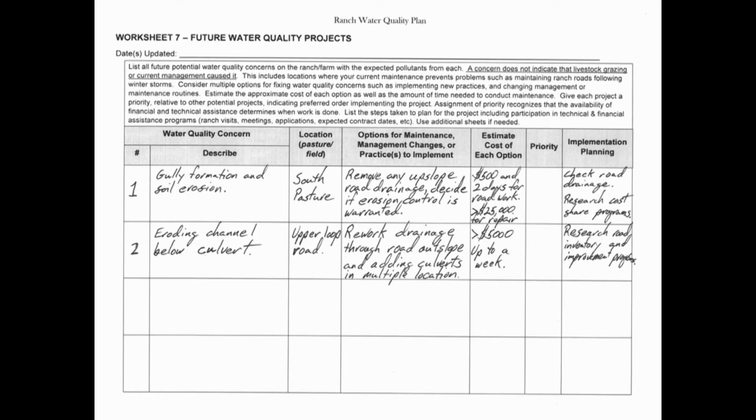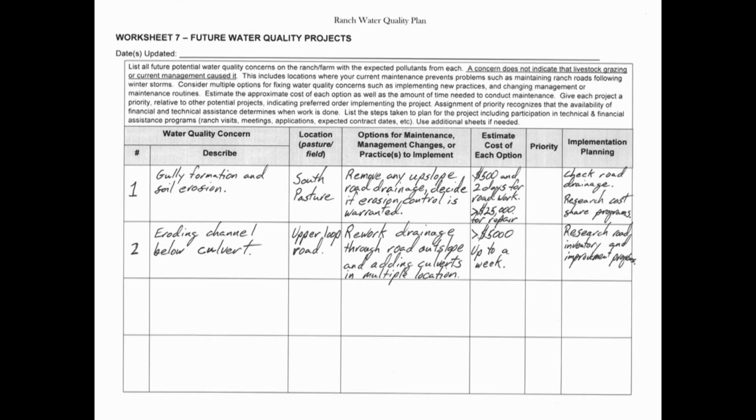We'll describe the erosion below the culvert, and we'll be sure to include a location name that makes sense to us. Project options could include reworking the drainage on the road so that it slopes out, and breaking up the runoff outfalls along the upslope portion of the road. This will reduce the concentrated flow and the erosion potential.